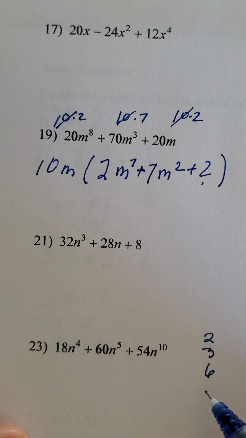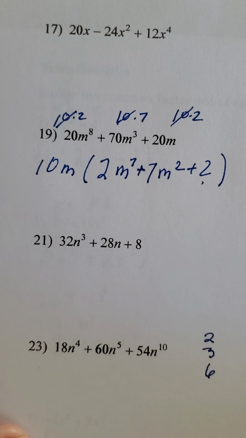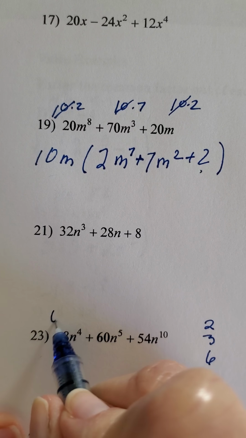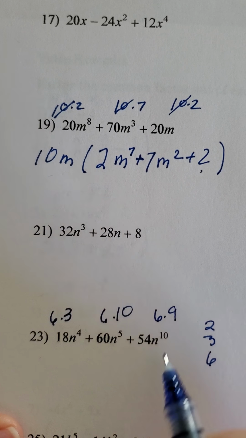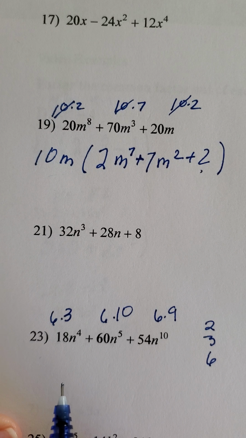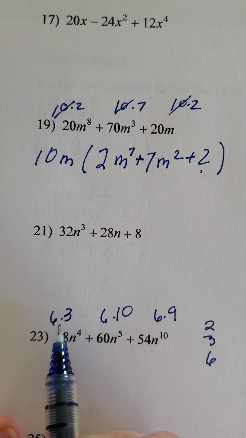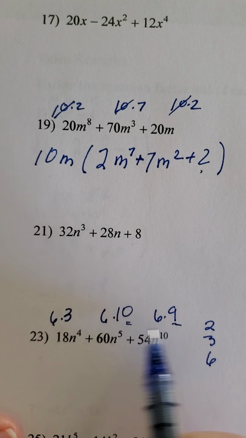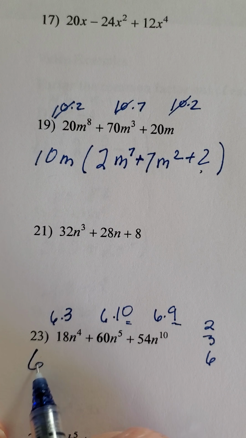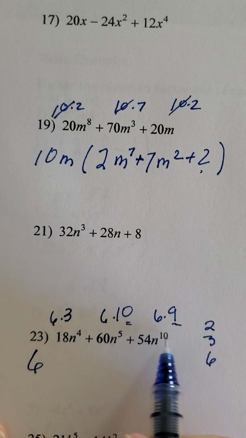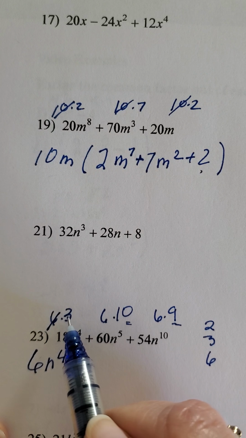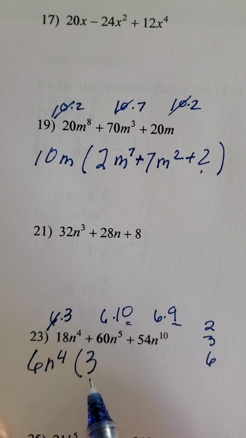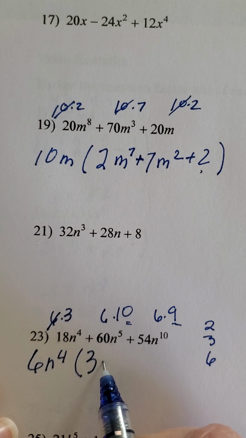So let's see how that goes. Let's factor out a 6. So this would be 6 times 3, 6 times 10, 6 times 9. Here's how you can check if you got the greatest common factor. The second factor that's left, these guys have nothing in common. So we've got a 6 out in front. They all have n's. The lowest power is n to the 4th. So we took out the factor of 6. So we have 3 times 6n to the 4th times 3 would be 18n to the 4th.